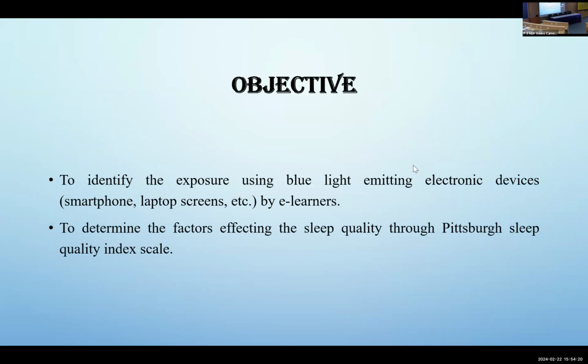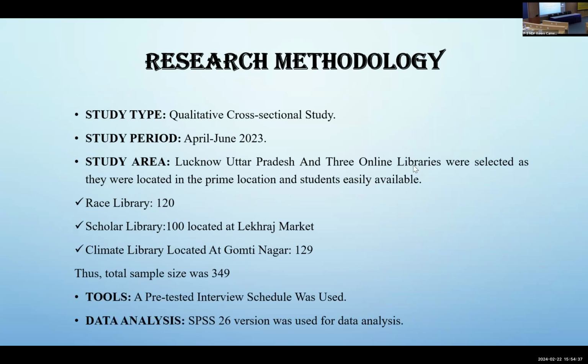So the objective of this study was to identify the exposure to blue light emitting electronic devices, smartphones, laptop screens, etc., by the e-learners, to determine the factors affecting sleep quality through the Pittsburgh Sleep Quality Index scale. The study type was a qualitative cross-sectional study. This study was conducted for a duration of 3 months, from April to June 2023.